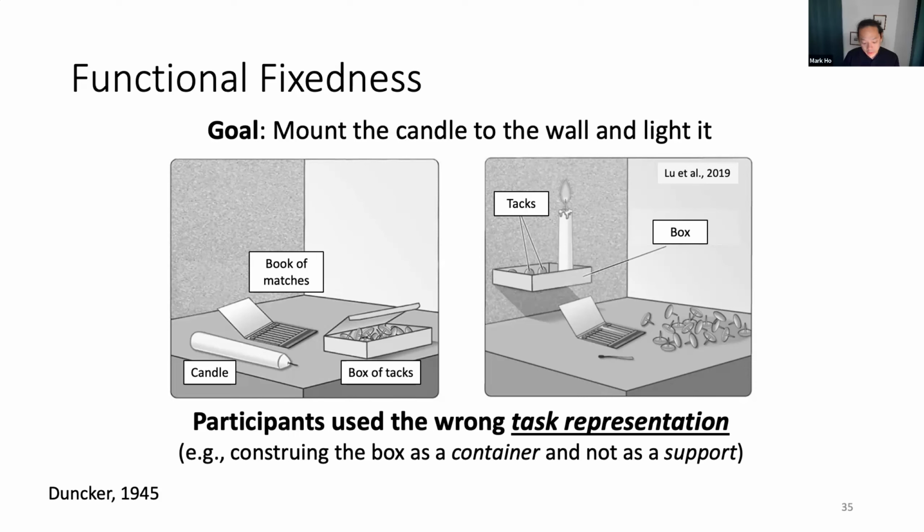One hypothesis about why this is happening is that people are using the wrong task representation to solve the problem. They're stuck in the wrong task representation. In this case, they're construing the box as a container for the tacks and not as a support for the candle. That tendency to think about it in one way blocks the ability to think about it in the other way. So this is an example where behavior is very strongly affected by the task representation that ends up being used.